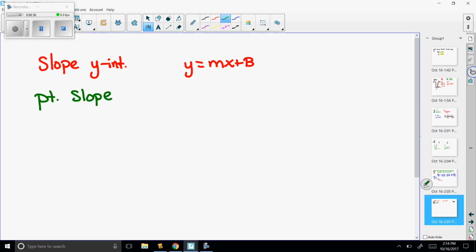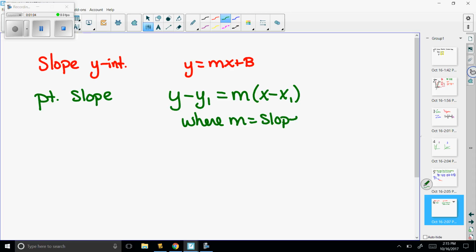I bet before you get done with this lesson, a lot of you are going to convert to the point slope form. The point slope form of an equation of a line looks like this: y minus y sub 1, you may have it on note cards already because of last year, is equal to m times x minus x sub 1, where m is what? Slope. And what is x sub 1, y sub 1? One point.